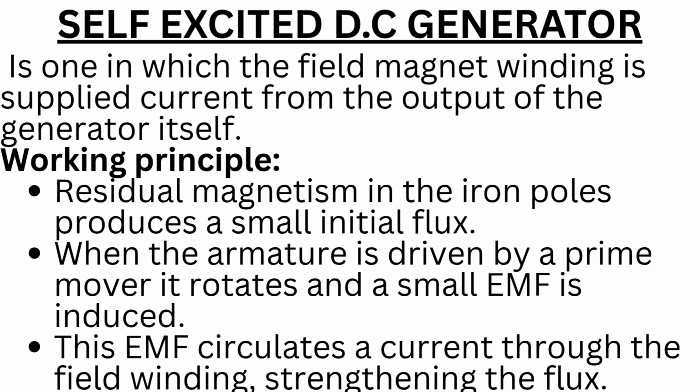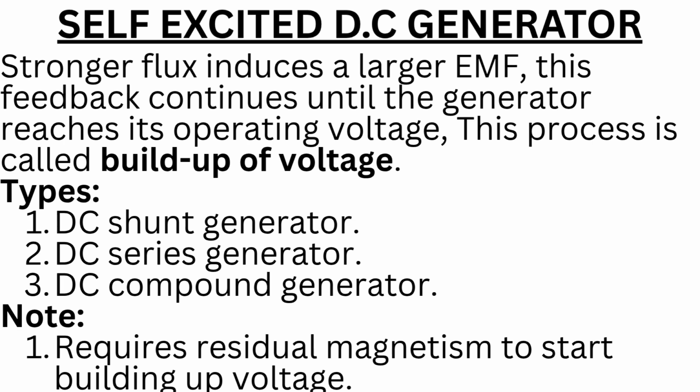Working principle: residual magnetism in the iron poles produces a small initial flux. When the armature is driven by a prime mover, a small EMF is induced. This EMF circulates a current through the field winding, strengthening the flux. Stronger flux induces a larger EMF. This feedback continues until the generator reaches its operating voltage. This process is called build-up of voltage.